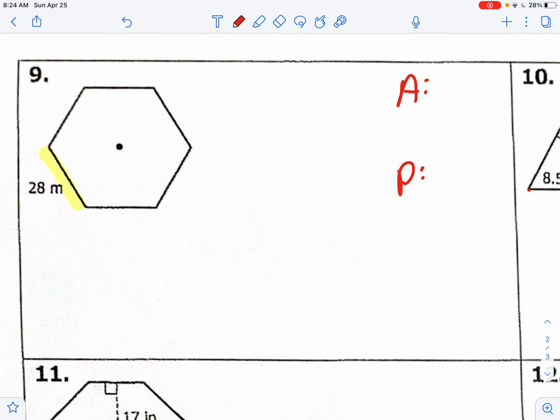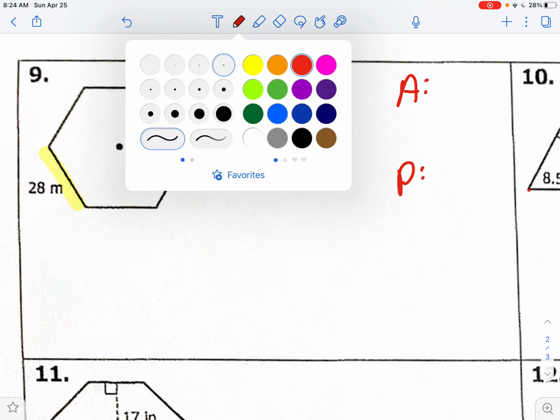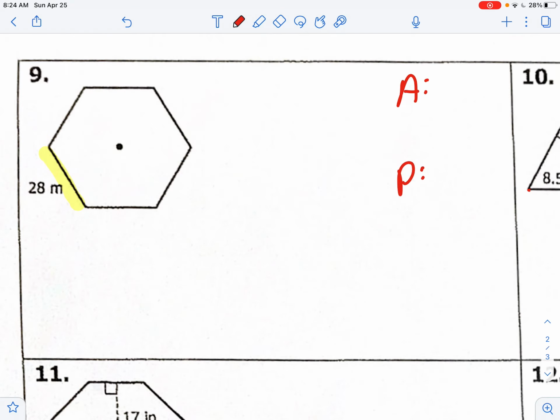So I can find the perimeter of this. The perimeter would be 28 times, let's see, 1, 2, 3, 4, 5, 6. 28 times 6. 168 meters would be the perimeter.